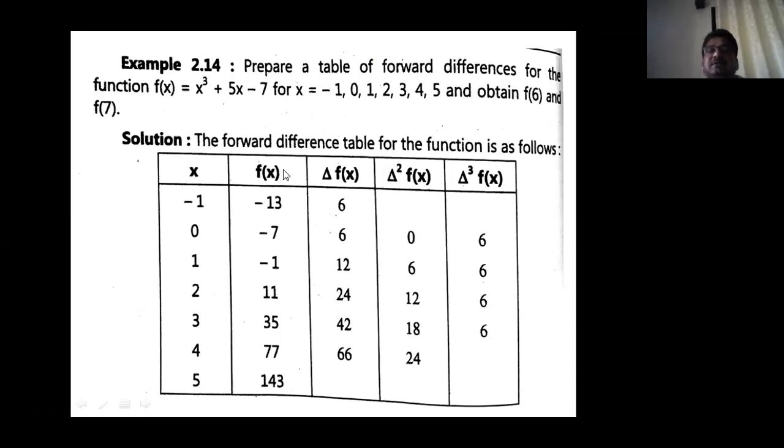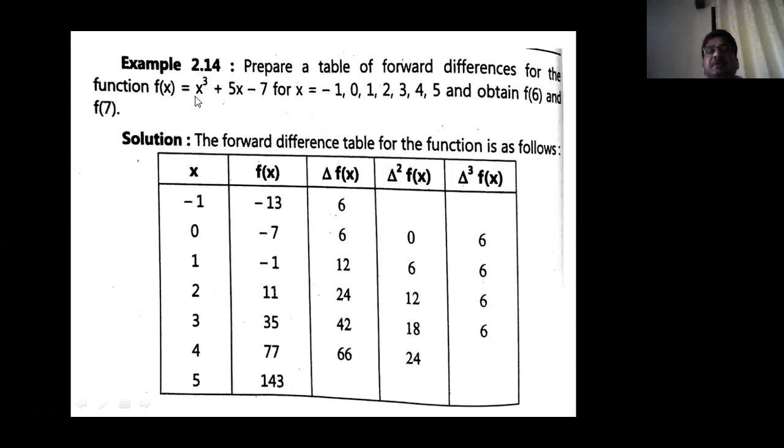So what is the forward difference table? Write the first column: the values of x that are given, and the values of y or f(x). Find the value of f(x) at x equal to -1. Substitute x equal to -1. So -1 cubed is -1, 5 into -1 is -5, minus 7. So this becomes -30.